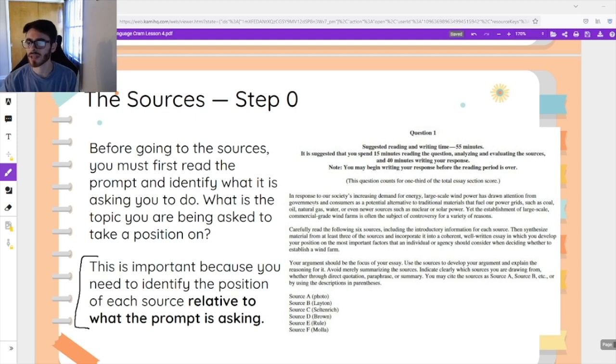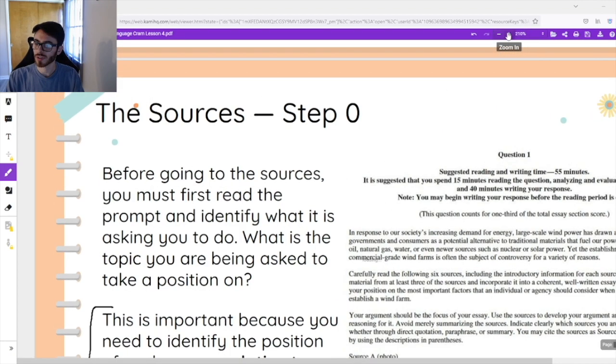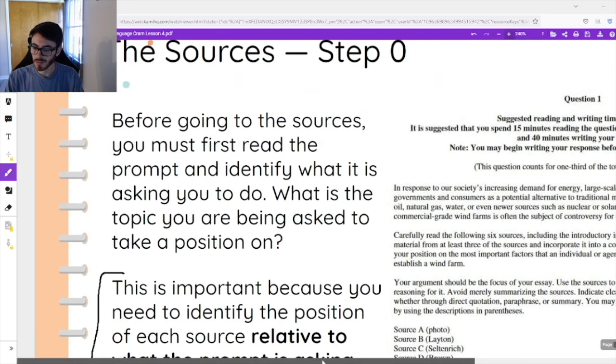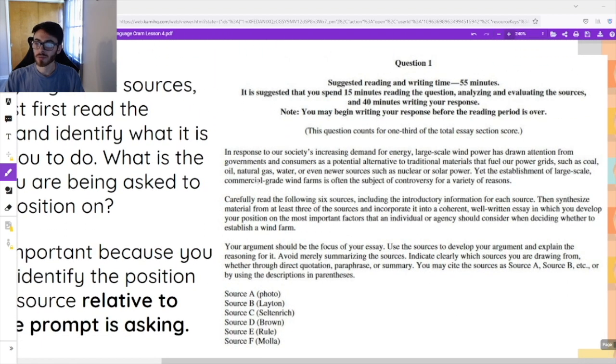In response to our society's increasing demand for energy, large-scale wind power has drawn attention from governments and consumers as a potential alternative to traditional materials that fuel our power grids, such as coal, oil, natural gas, water, or even newer sources such as nuclear or solar power. Yet the establishment of large-scale commercial-grade wind farms is often the subject of controversy for a variety of reasons. I'm going to zoom in to make this a little easier to see.